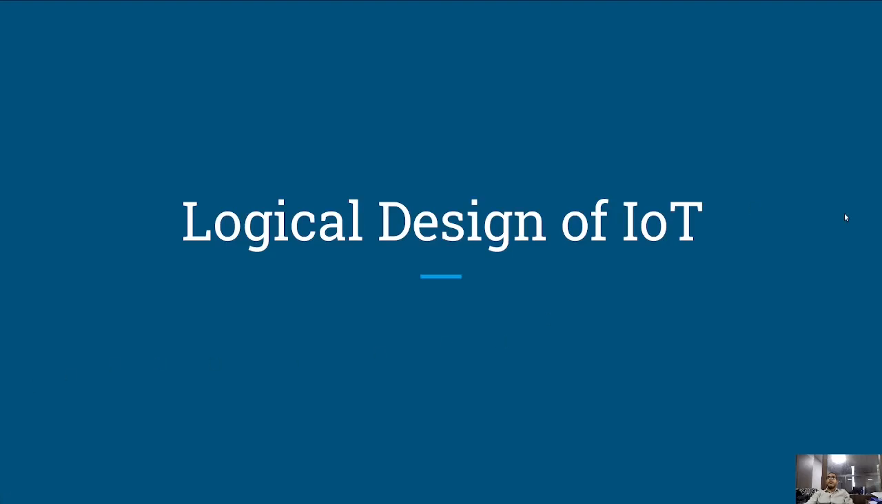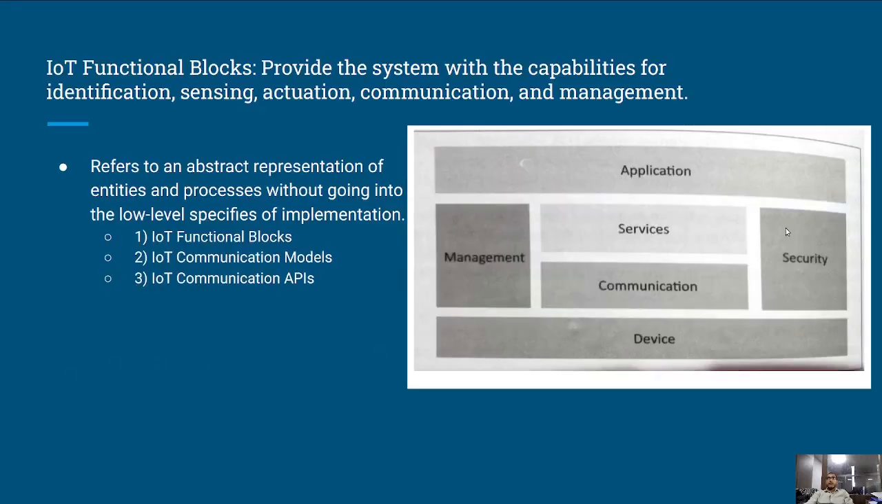So let us now look into the logical design of IoT. Here we will be defining some functional blocks. These functional blocks provide the system with the capabilities for identification, sensing, actuation, communication, and management. So these are the different functional groups, you can say. There is a device functional group, there is a security functional group. They have their own roles and responsibilities. So the major functional groups are the IoT functional blocks, the IoT communication models, and the IoT communication APIs.